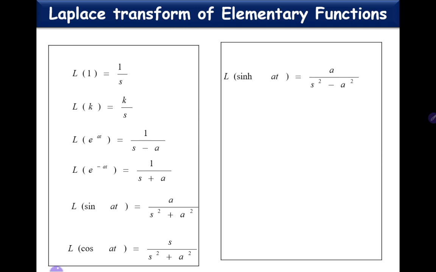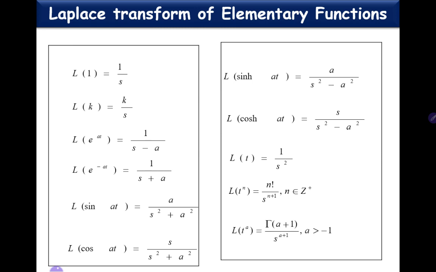L of sinh at is a by s square minus a square. L of cosh at is s by s square minus a square. L of t is 1 by s square. L of t power n, where n is a positive integer, is n factorial by s power n plus 1. L of t power a, where a is a real number greater than minus 1, is gamma of a plus 1 by s power a plus 1.